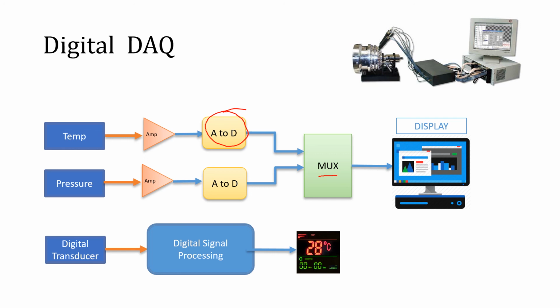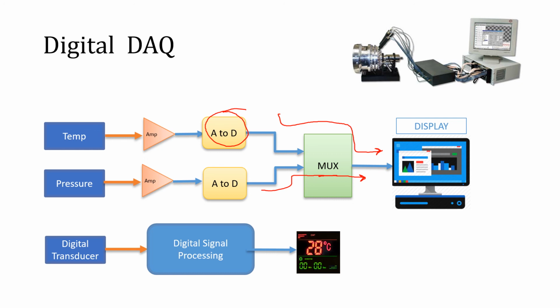And this kind of thing is done using time division multiplexing. Like at one time, the data from the temperature transducer has to be given to the display device, and after some time the data from the pressure transducer will be given to the display through the multiplexer.